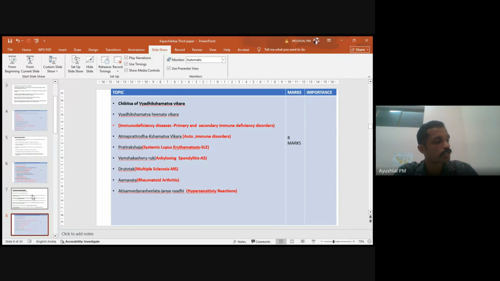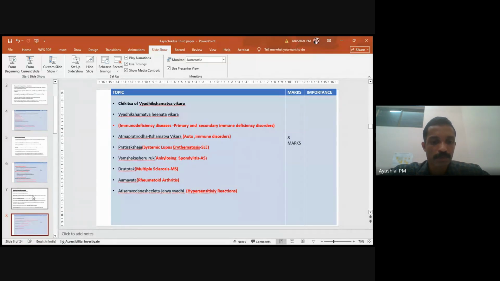Multiple sclerosis. What is the pathology of multiple sclerosis? Rheumatoid arthritis, how it is diagnosed, what is the exact pathology. So you should know the pathology, symptoms, and management methods. So here also, most importantly, modern descriptions are mainly expected. If you can correlate with proper Ayurveda understanding, or you can make concepts of Ayurveda.